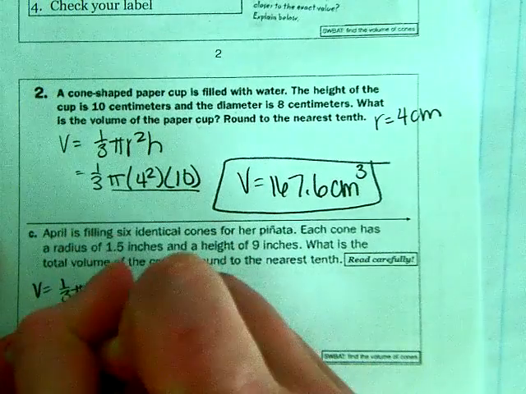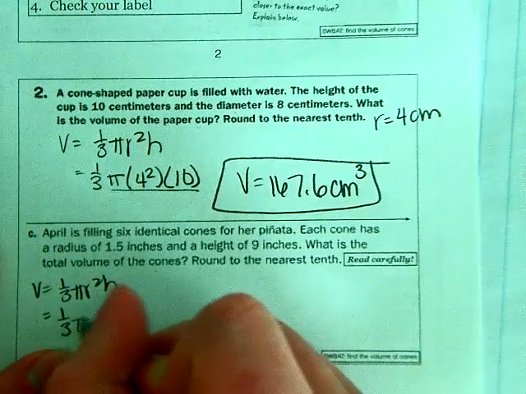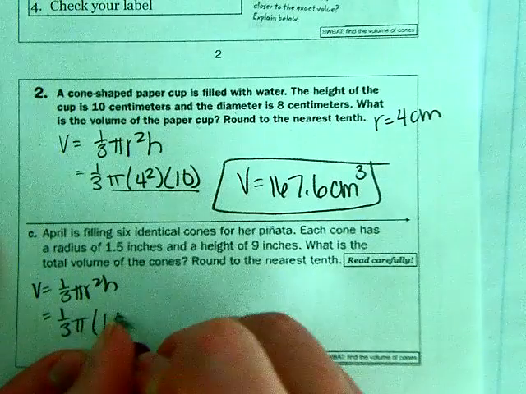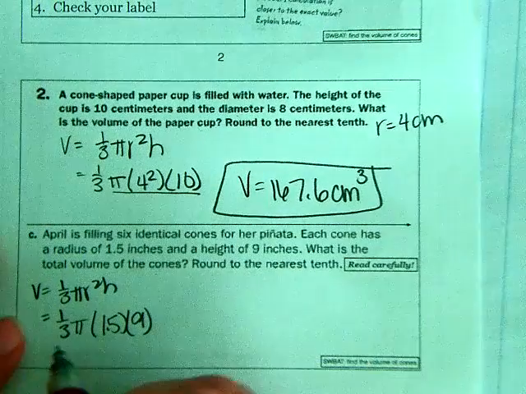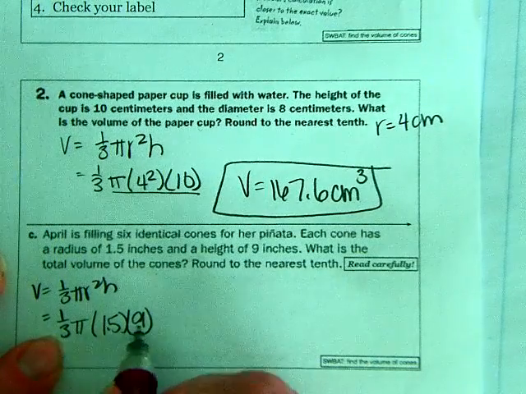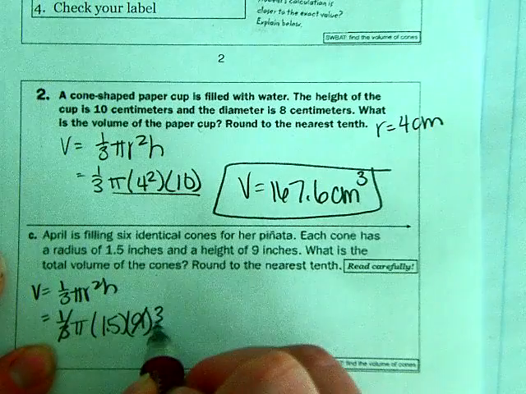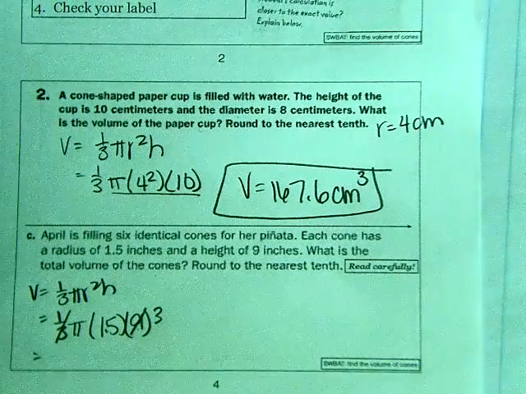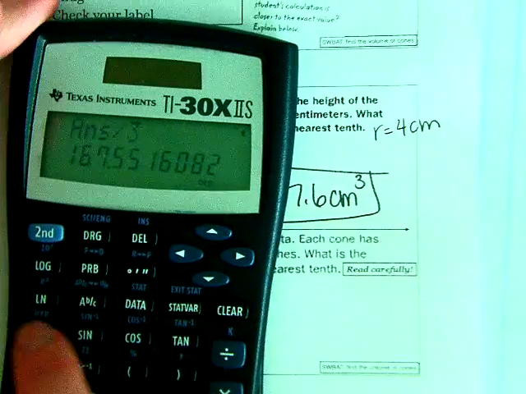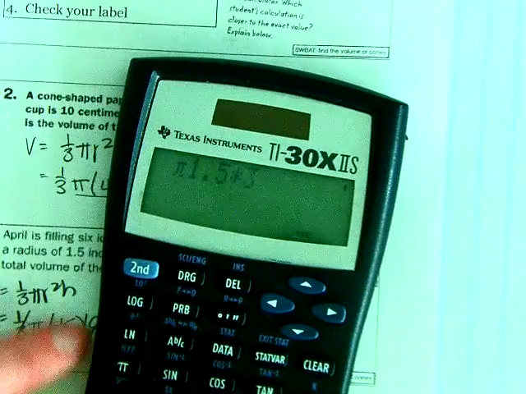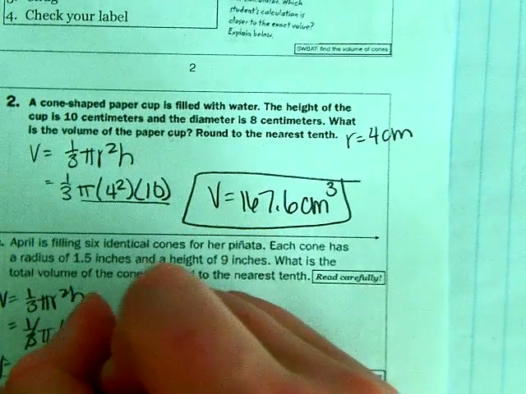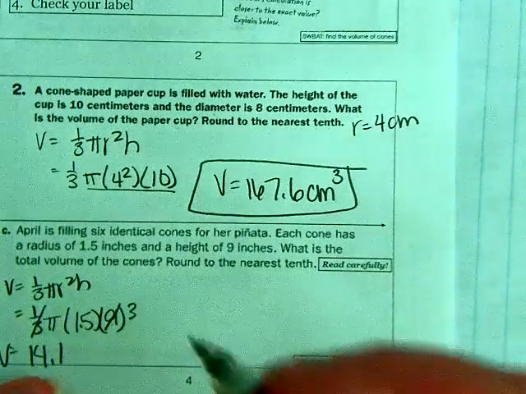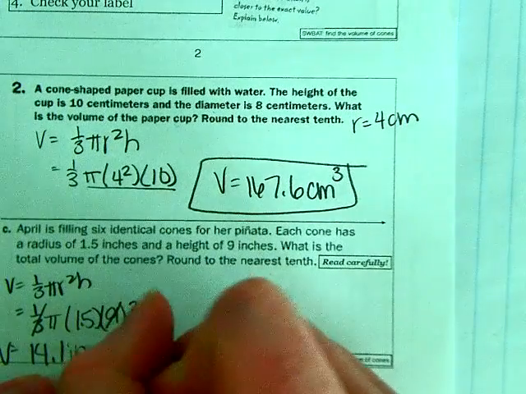So I can take my stuff and plug it in, pi. The radius was 1.5. The height is 9. So I can actually 1/3 can go into 9. So I'm going to simplify right here and just change this to a 3. You don't have to. You can do the whole thing and then divide by 3. So this is just pi times 1.5 times, now 3, 14.1. So the volume of one cone is 14.1 inches cubed.